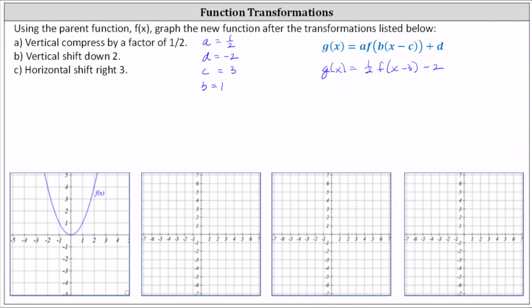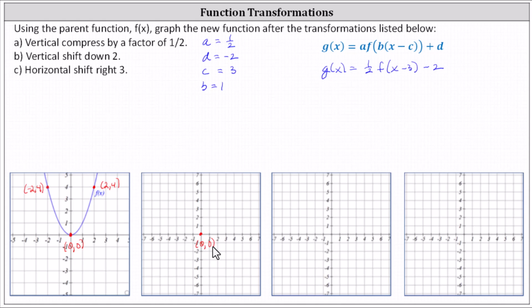Before we do this, though, let's find 3 key points on f of x. For example, the vertex is the point 0, 0, and then let's use the point 2, 4 on the right and the point negative 2, 4 on the left. To perform a vertical compression by a factor of 1/2, we multiply all of the y coordinates by 1/2, starting at the origin. 1/2 times 0 is still 0. After a vertical compression by a factor of 1/2, the vertex is still 0, 0.